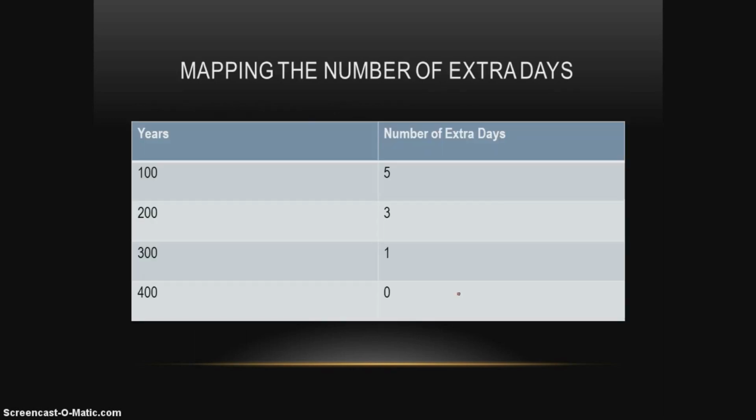So now we can form our magic table, which is often used to solve calendar problems. So this is how our magic table looks. 100 years, number of extra days 5; 200 years, number of extra days 3; 300 years, number of extra days 1; 400 years, number of extra days 0. Once again, just to remind you, we are counting the years from the start. 100 years is basically 100 AD, 200 years is 200 AD, 300 years is 300 AD and 400 years is 400 AD.